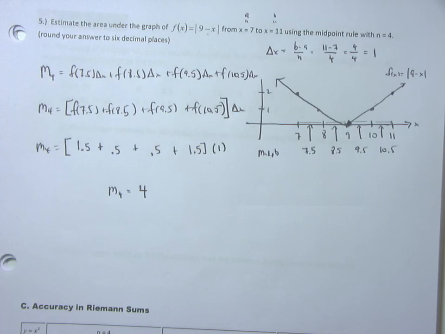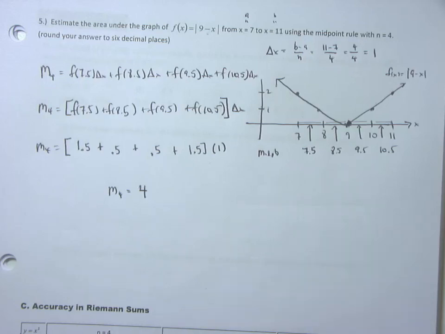However, question: is this midpoint rule Riemann sum an underestimate, is it an overestimate, what's the deal? It's the actual answer. And the reason for that is this.